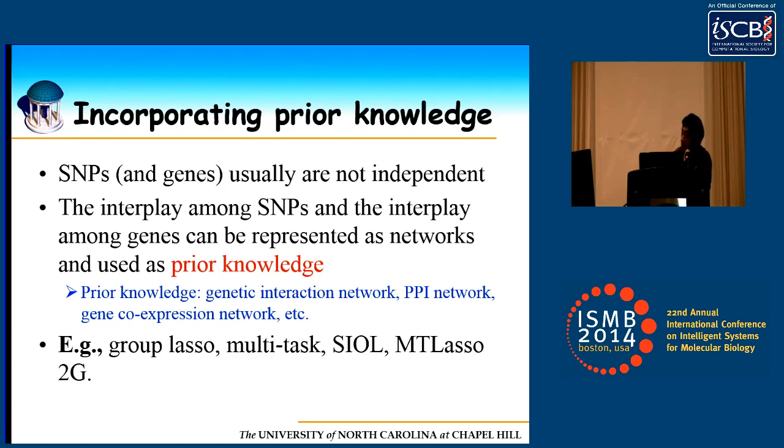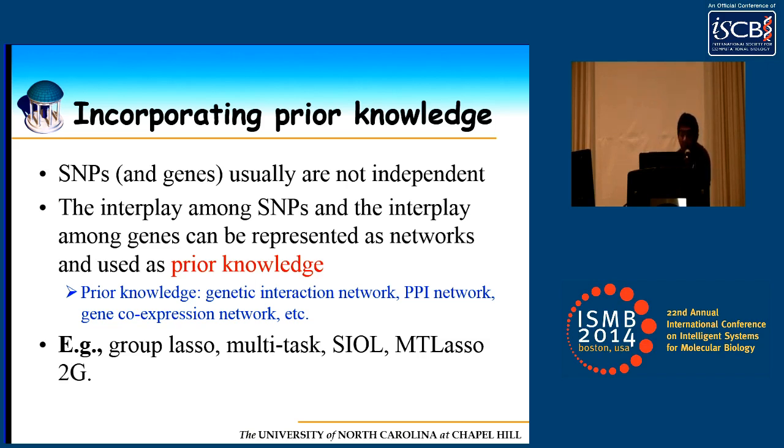And in the literature, there are already some researchers who try to make use of that prior knowledge in eQTL mapping. For example, the group lasso method is used to integrate the grouping information of SNPs. And the multitask lasso is usually used to integrate the network of the genes. And the structured input and output lasso will model both of them.